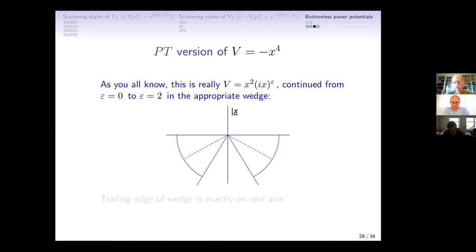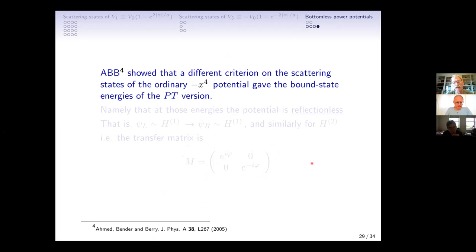But in fact, another way of getting at that, which was due to Ahmed, Bender and Berry, they showed that you could actually get the bound state energies by looking again at the scattering states of the ordinary minus x to the fourth potential, which is the one I've just been talking about, and using a different criterion about the scattering states. In fact, that particular criterion was that at those energies, the potential is reflectionless.